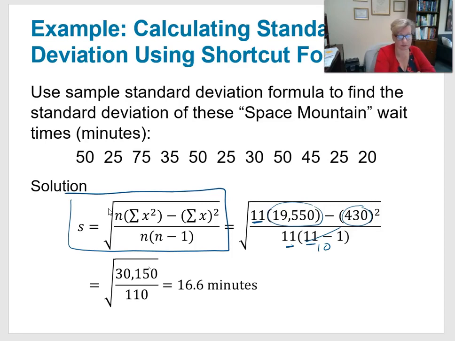And then put your final answer. Remember, round to 1 decimal place because there's no decimal place here, so we're going to round to 1 decimal place. So the standard deviation of our rides is 16.6 minutes, which is kind of long. We don't want a standard deviation that long. So that means our data is spread out, which, as we know from before, that it really was.